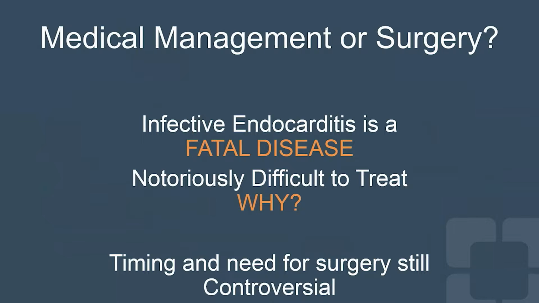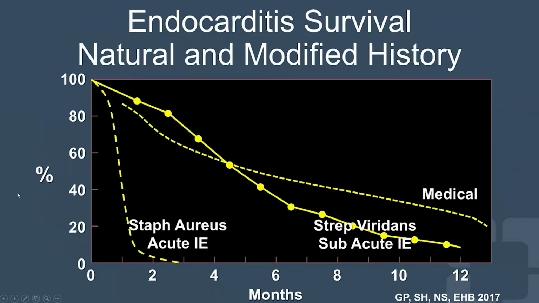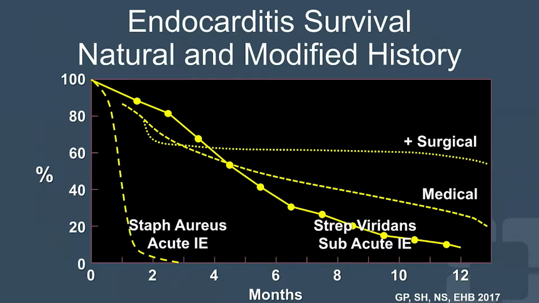But nevertheless, we know that infective endocarditis is a fatal disease, and it's notoriously difficult to treat with medical management alone. In fact, we know that with medical management, the survival is very poor. At 12 months, with medical management, the survival is less than 50%. And with the more aggressive pathogens such as Staph aureus, the survival is even worse, and the drop-off is even more quick as you get rapid destruction of the perivalvular tissues of the heart. But with surgery, and with successful surgery, you can change the outlook for these patients. If the surgery is successful, these patients will do well long term.